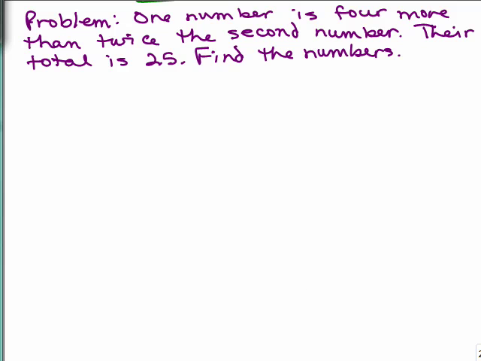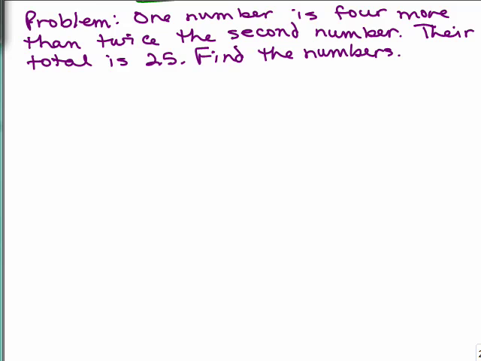Here's another number type problem, like a puzzle. One number is 4 more than twice the second number. Their total is 25. Find the numbers. Okay, I want you to try this by defining two variables, writing two separate equations. So put it on pause, try that, and then come back. Okay.